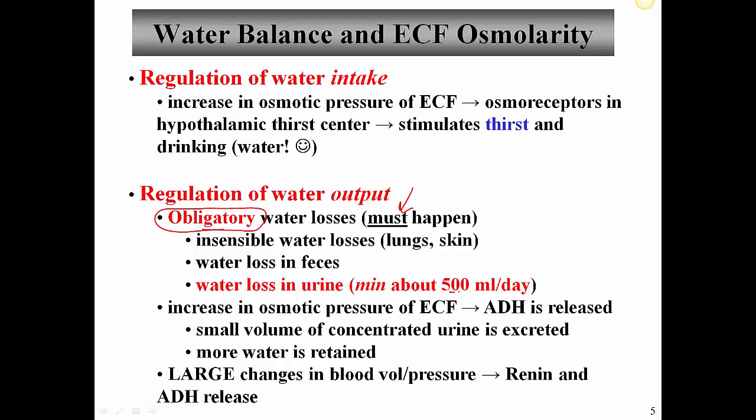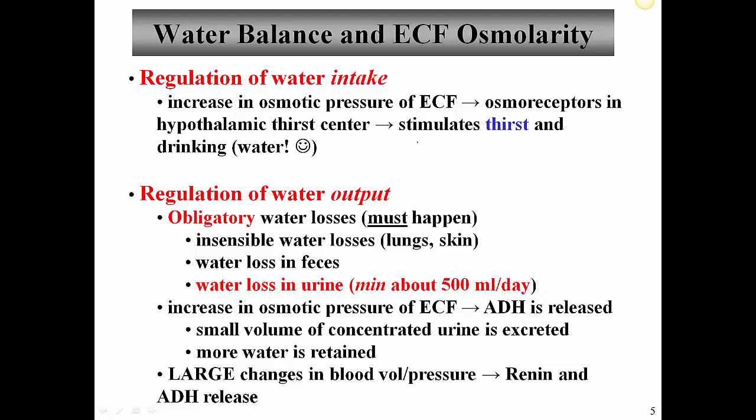In fact, we have got to lose about 500 milliliters of urine a day and put that amount out in order just to get rid of the solutes that we need to get rid of every day. So this is really a minimum of urine that we have to put out every day in order to remain healthy, or in homeostasis. And so all these things add up, and this is what we call the obligatory water losses from the body.